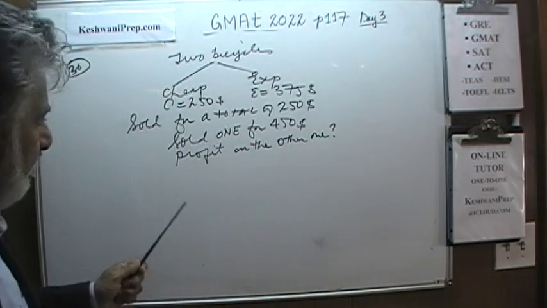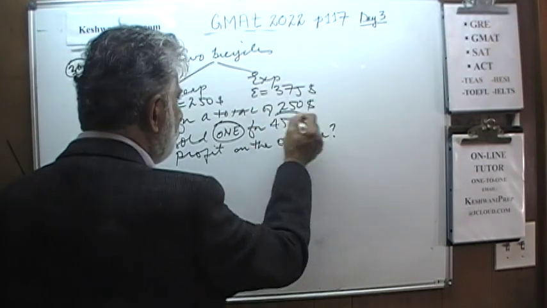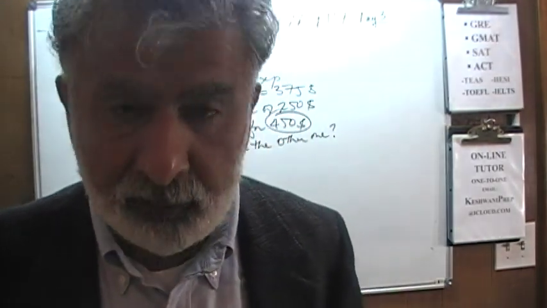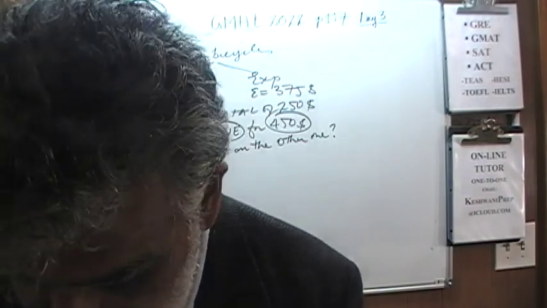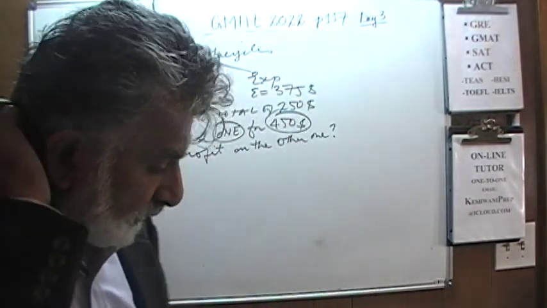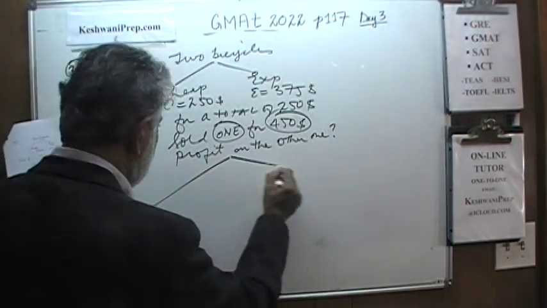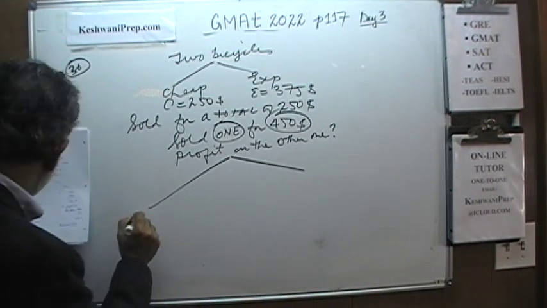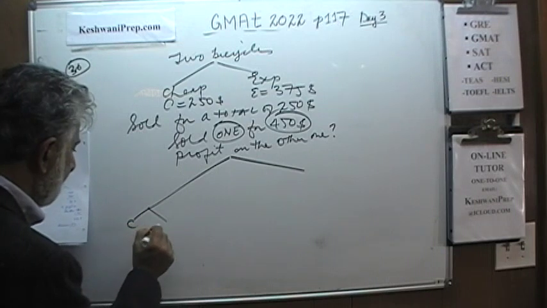What we don't know is which one did we sell for $450. Did we sell the cheap one for $450? Or did we sell the one for which we paid more money, the expensive one? Well, let's look at both scenarios. So here's the cheap one, and here's the expensive one.